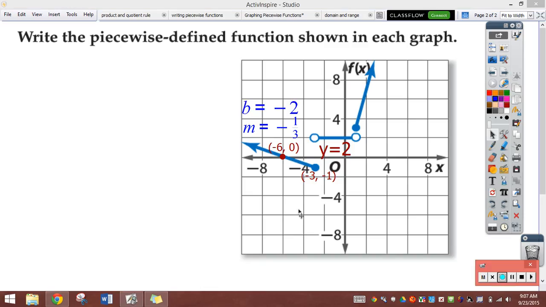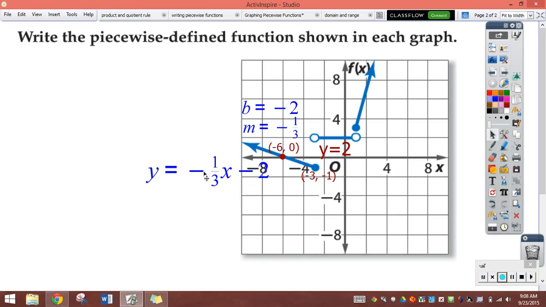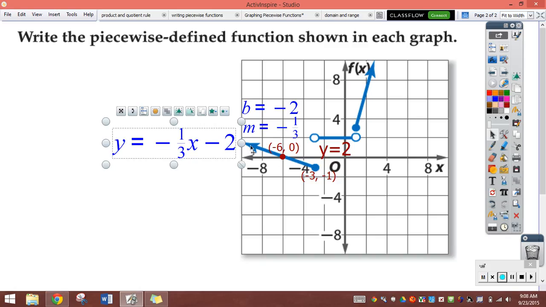And remember, in the y equals mx plus b form of the equation of a line, b is your y-intercept, m is your slope. So that's why I'm using b and m here. And so if I put those two numbers together in the equation for a straight line, it would be y equals -1/3 x minus 2. And so that would be the equation of this left piece here.